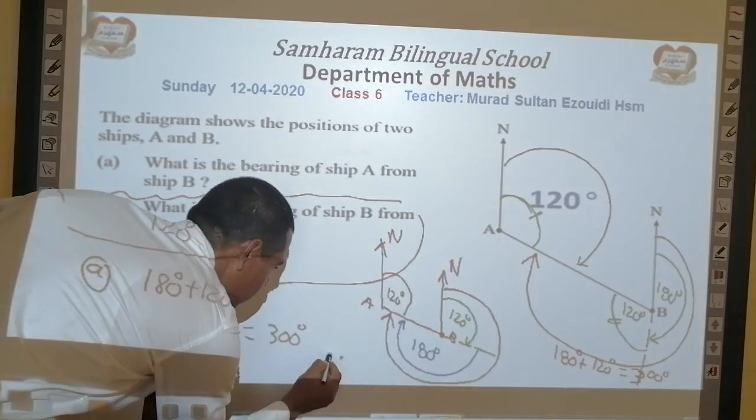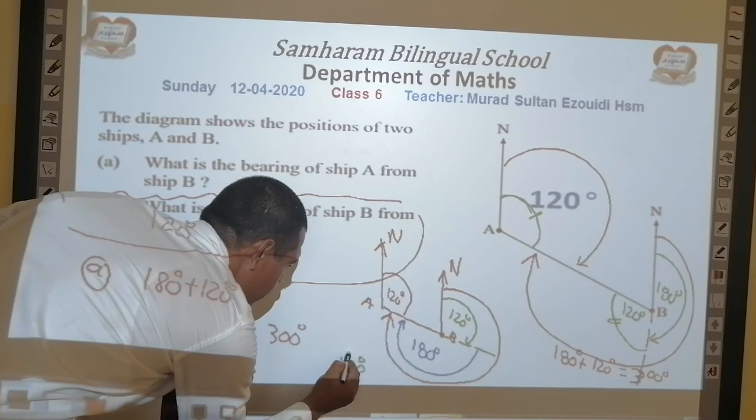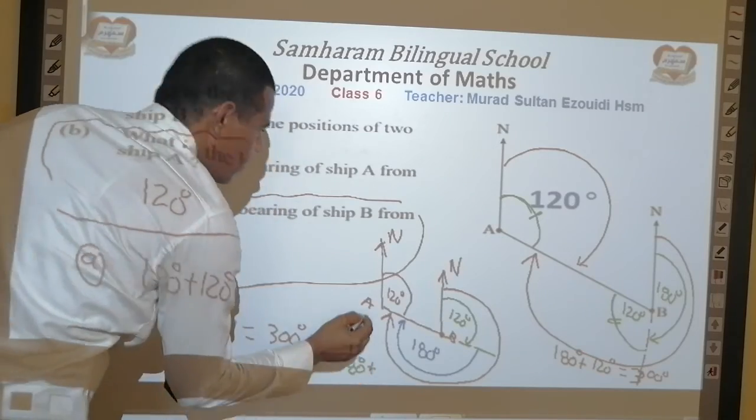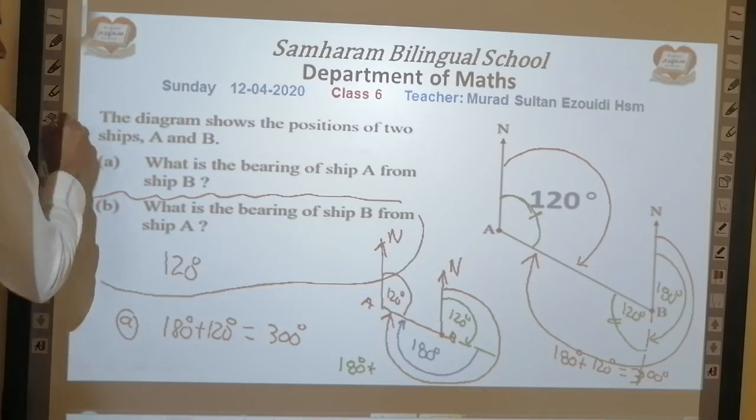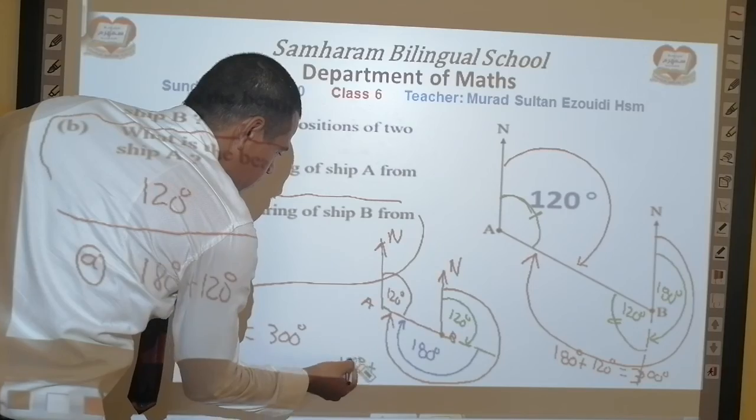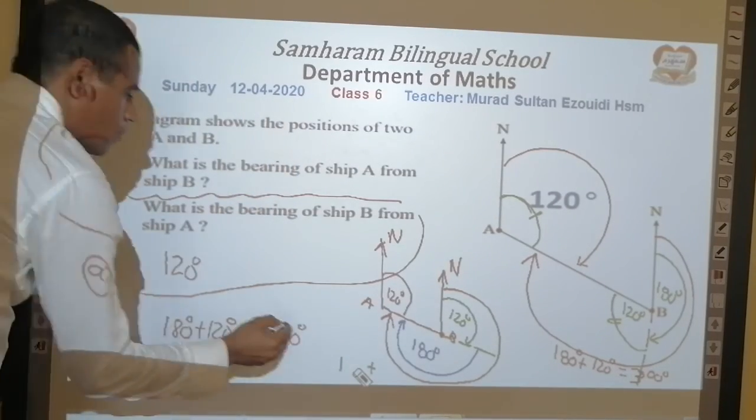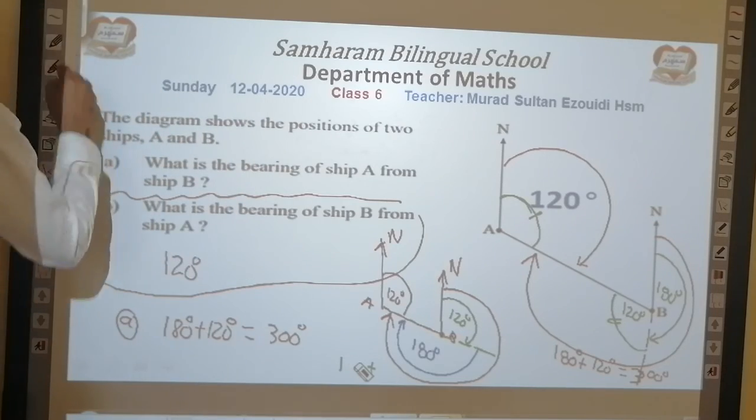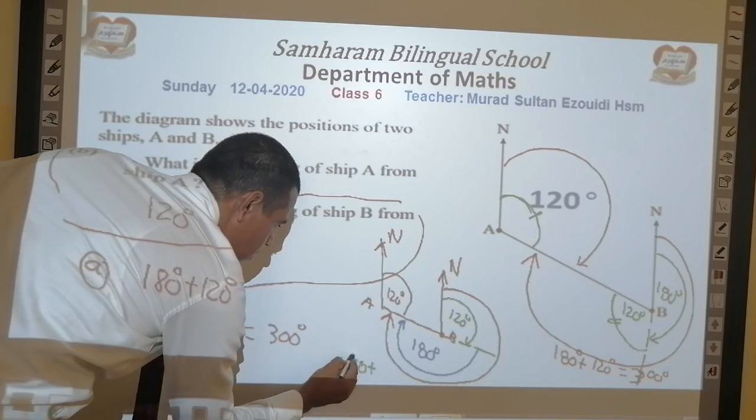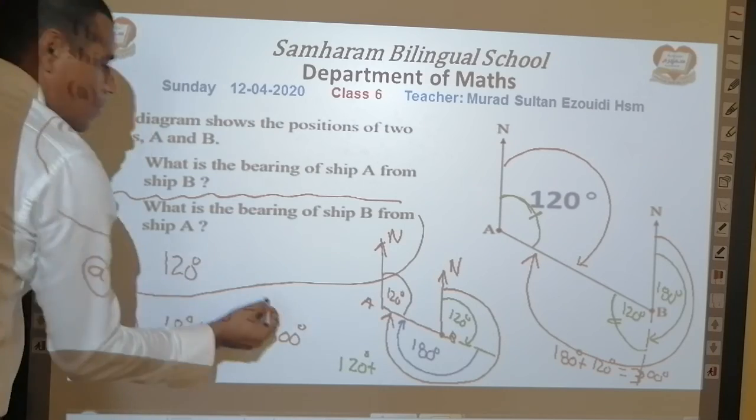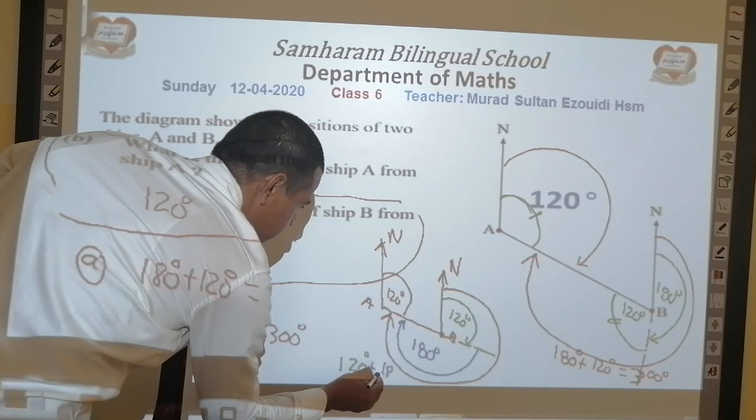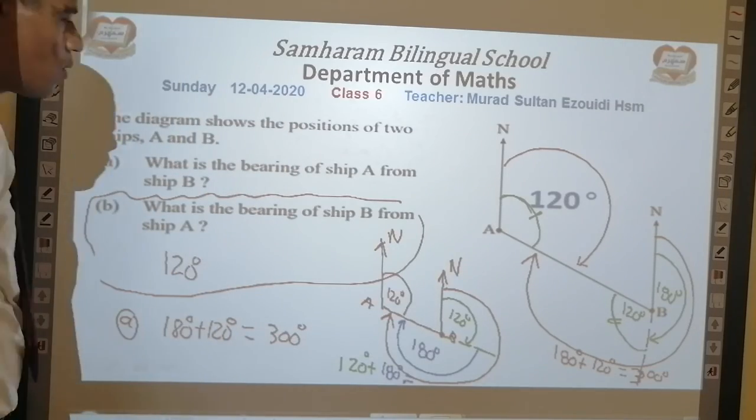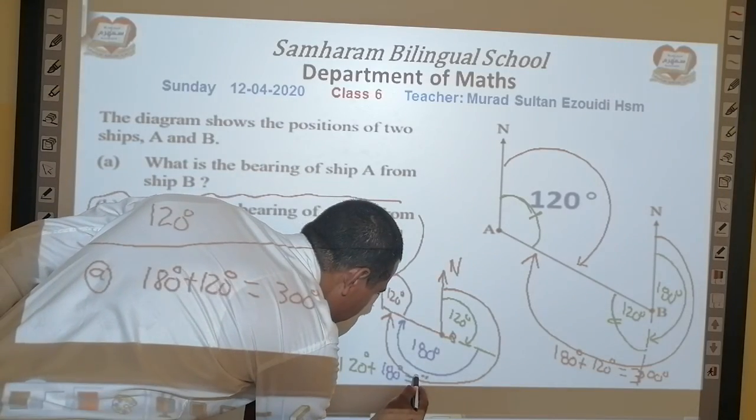So, 180 plus 120, not 80. 120 degree plus 180 degree equals what, my kids? Equals 300. Okay.